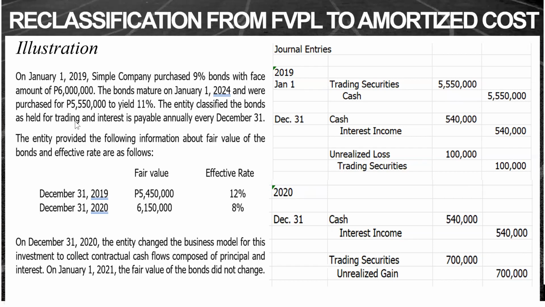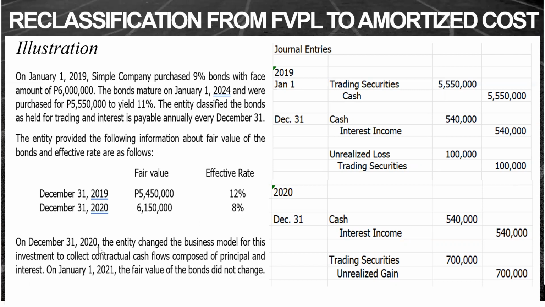Because it is held for trading, you are going to measure it at fair value through profit or loss. So the entity provided the following information about the fair value of the bonds and the effective rate. First, for December 31, 2019, the fair value is 5,450,000 with the effective rate of 12%. Another is on December 31, 2020, the fair value is 6,150,000 with the effective rate of 8%.